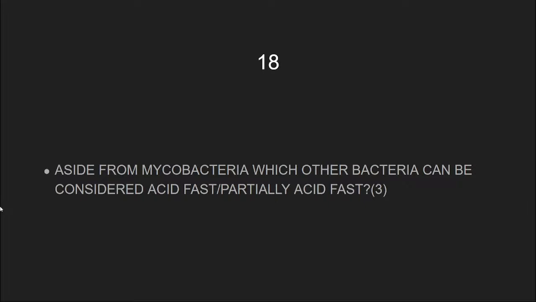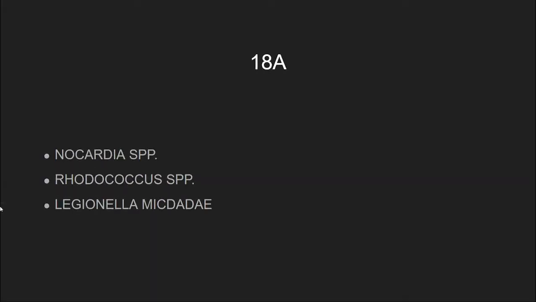Aside from mycobacteria, which other bacteria can be considered acid-fast, or we coin the term partially acid-fast? We have three species of organisms there. We have Nocardia. Under Nocardia, you have Actinomyces israelii and Nocardia asteroides. And then we have Rhodococcus. Then we also have Legionella micdadei. Okay? So those are the organisms that you might encounter when we're talking about partially acid-fast bacilli.